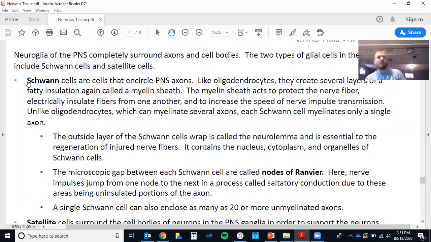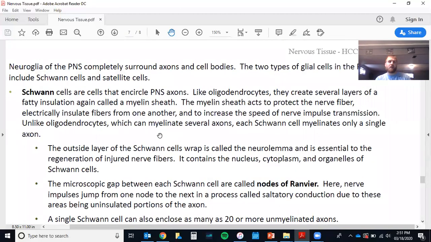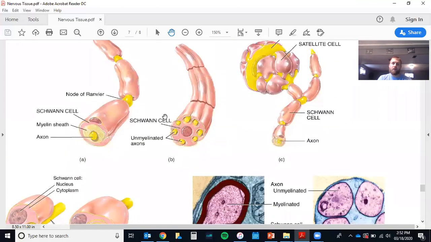Schwann cells and satellite cells are strictly found in the peripheral nervous system. Schwann cells, shown here at the top in our 3 images, form the myelin sheath around axons in the peripheral nervous system. The myelin sheath is still the same fatty insulation, helping to protect the nerve fiber, electrically insulate them from one another, and increase the speed of nerve impulse transmission. Unlike oligodendrocytes, which can myelinate several axons, each Schwann cell myelinates only a single axon.